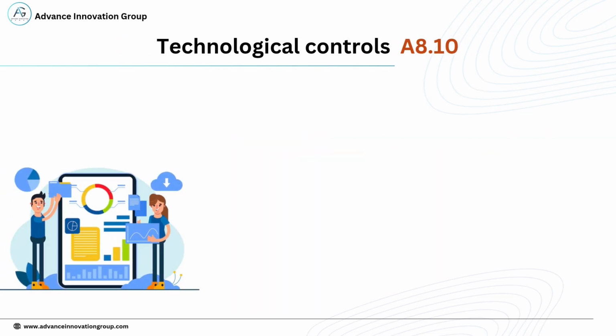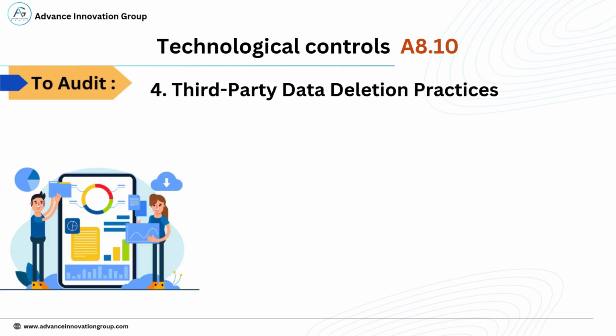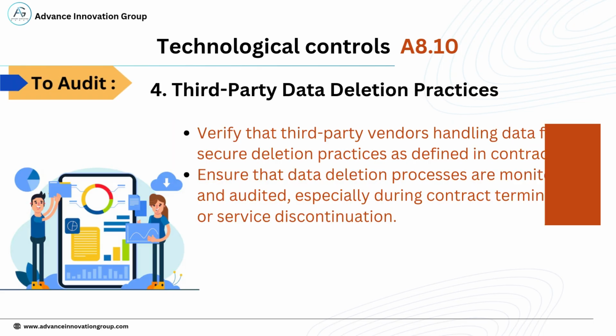Technological controls A8.10 to audit. 4. Third-party data deletion practices. Verify that third-party vendors handling data follow secure deletion practices as defined in contracts. Ensure that data deletion processes are monitored and audited, especially during contract termination or service discontinuation.